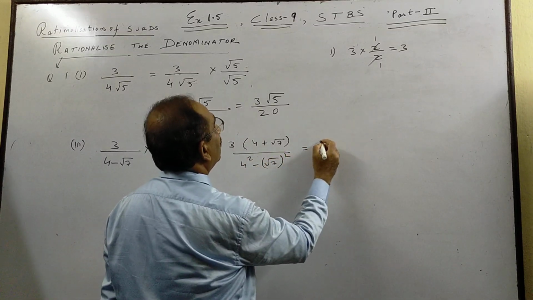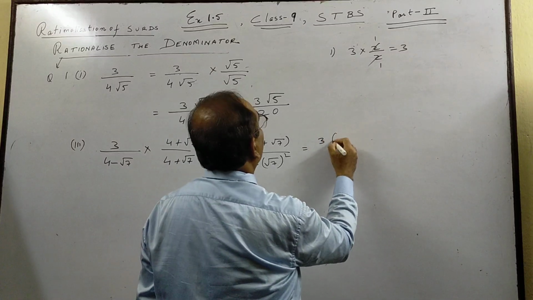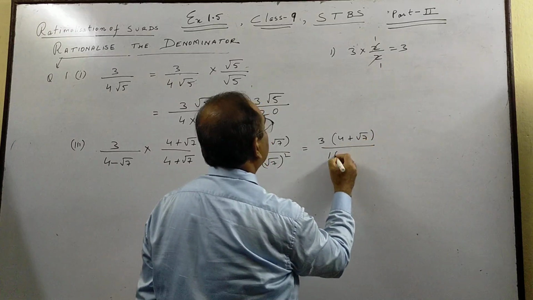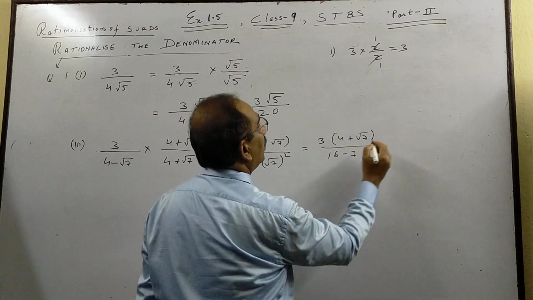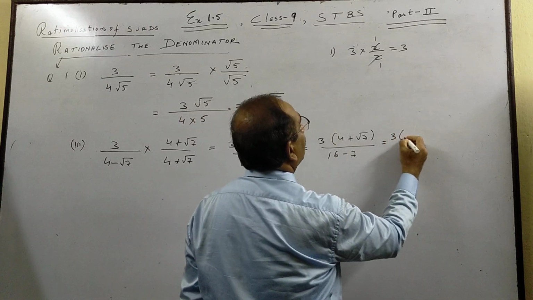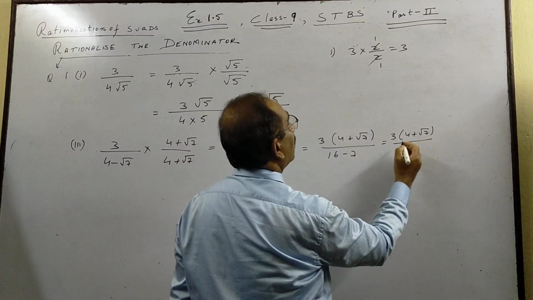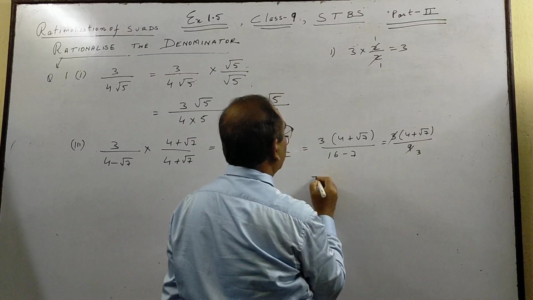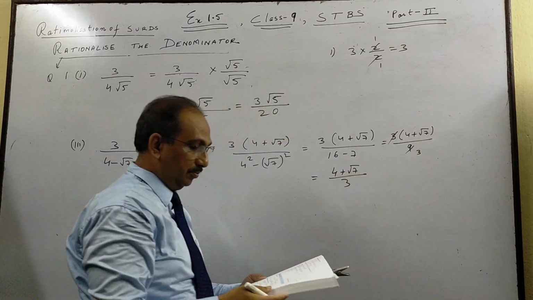We get 3 bracket 4 plus root 7 by 16 minus 7, which is equal to 3 bracket 4 plus root 7 by 9. This you cancel. We get the answer as 4 plus root 7 by 3.